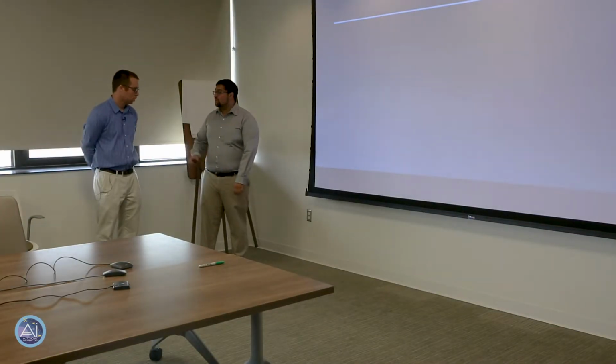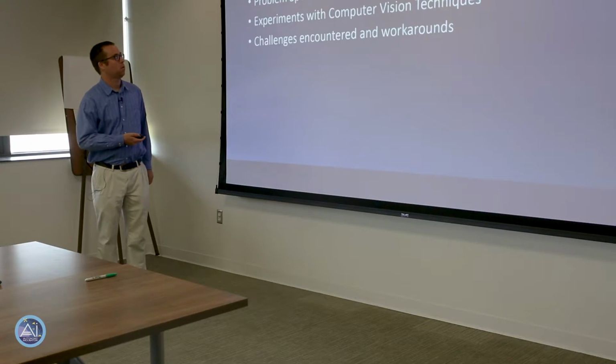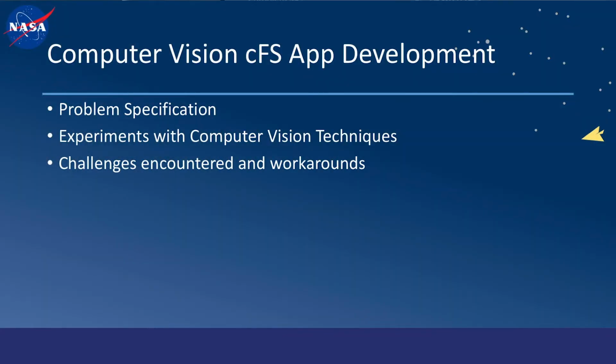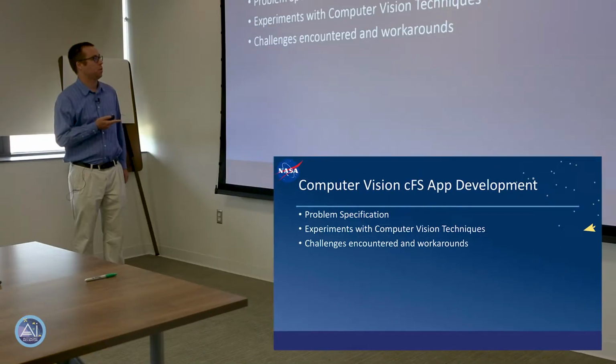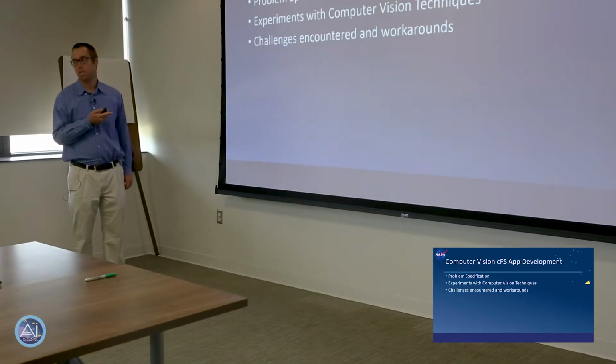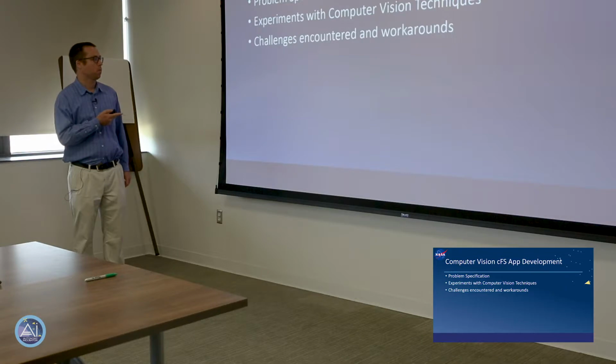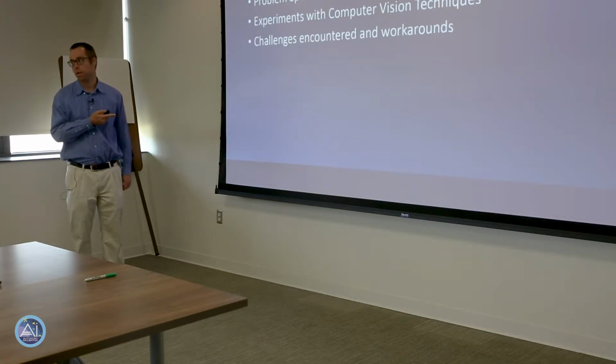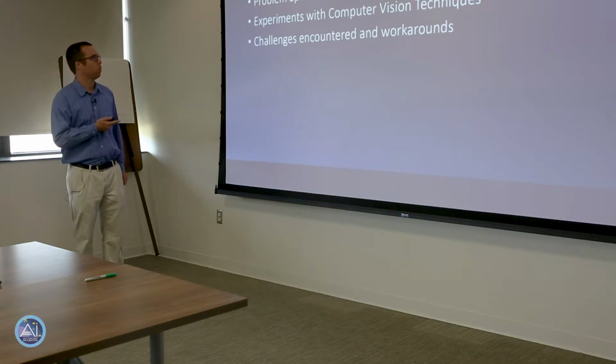All right, I'm going to hand it over to Alex now to finish talking about computer vision. All right, so I'm going to talk about the computer vision aspect of the project. We developed a CFS application. I'm going to go over the problem that we solved with this application, some of the experiments and computer vision techniques we tried, then the overall pipeline that we developed in the end, and then some of the challenges we encountered and the workarounds we used to get through them.